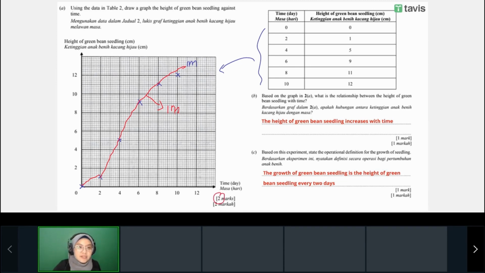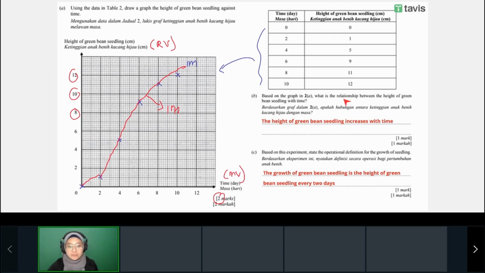Usually, for a question involving you to draw a graph, they already provide the scale. Scale over here, it's provided. They provide the scale. They provide the x-axis. They provide the y-axis. Usually, another tip to get the heart of the question is to get the manipulated variable and the responding variable. The y-axis is always the responding variable. And the x-axis is always the manipulated variable. Okay, that is another tip that I give.